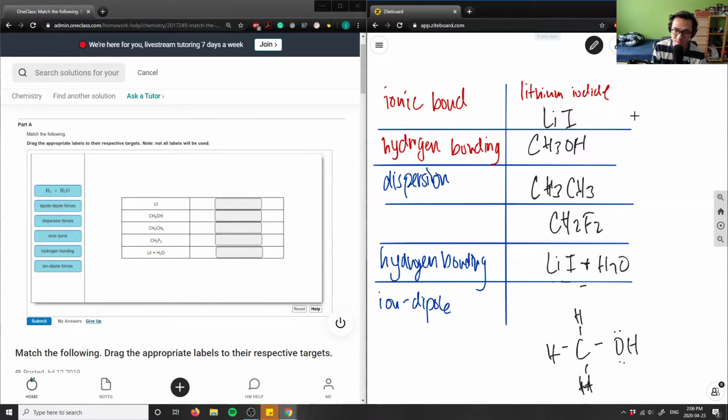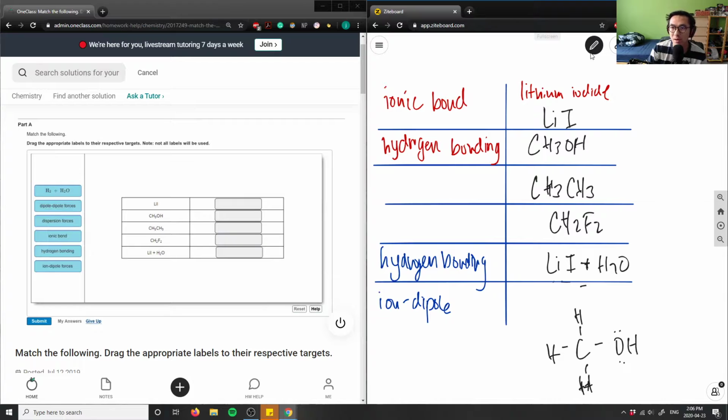And this oxygen again has lone pairs here. This is an example of hydrogen bonding. This has a hydroxyl group at the end here, and this H is very attracted to this oxygen here. So this here is a concept of hydrogen bonding, right? Again, it's the strongest intermolecular force besides an ionic bond. So this here was an example of hydrogen bonding. That's good. Number 3, this is CH3CH3.